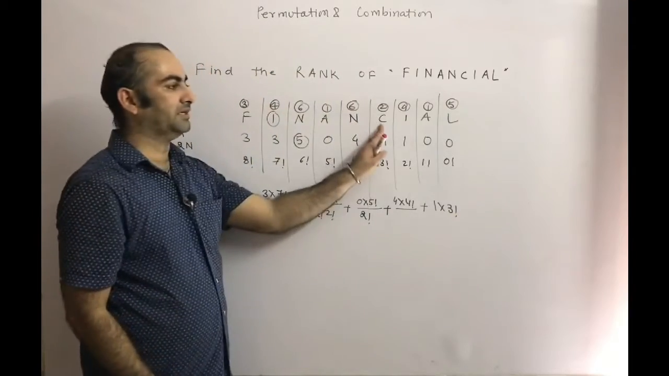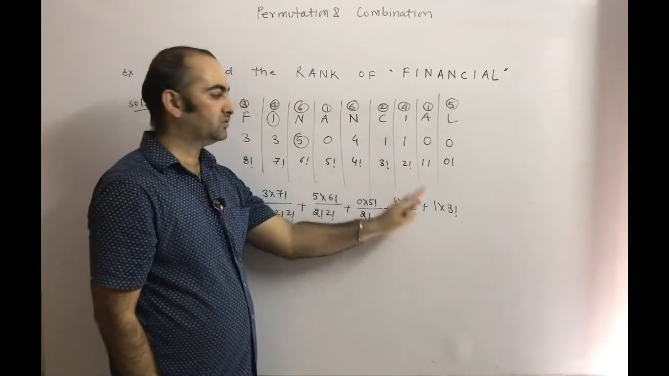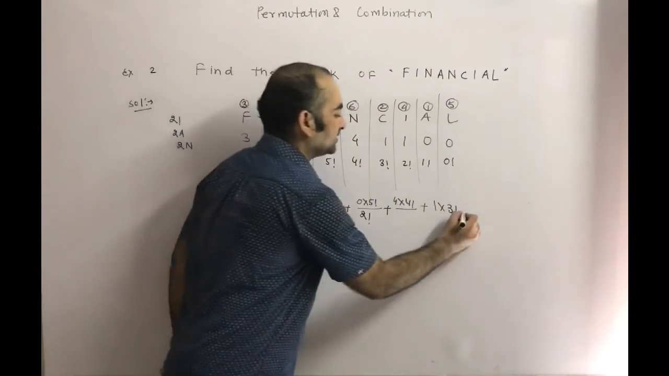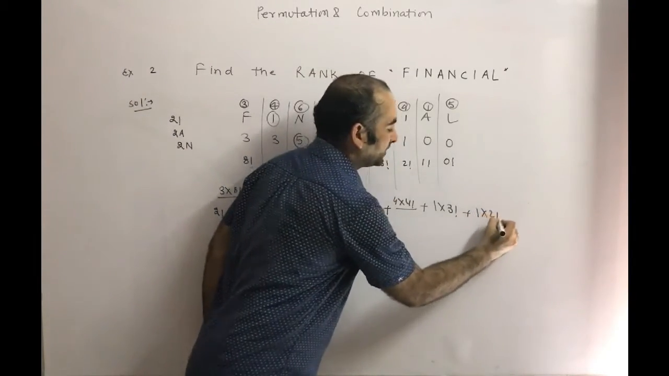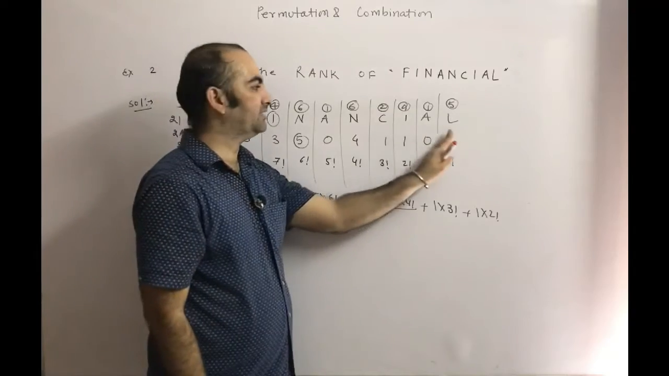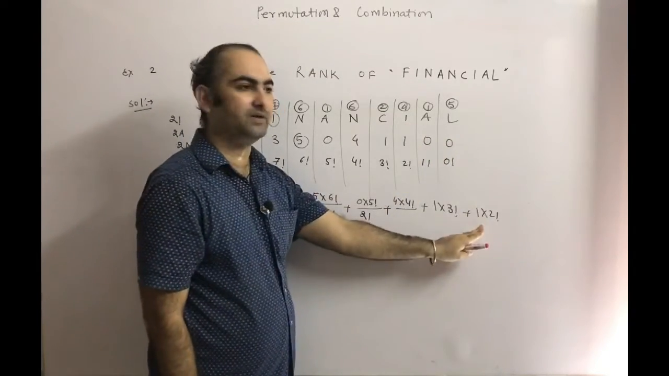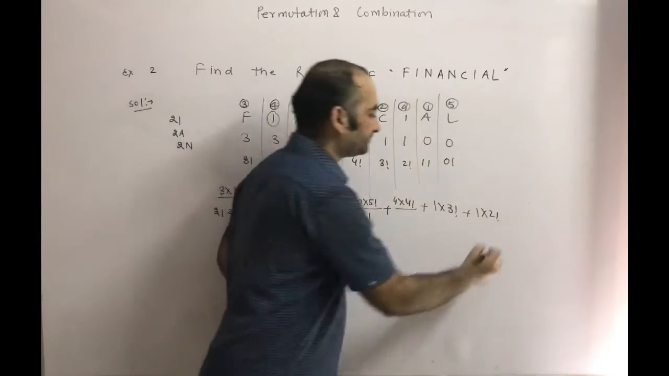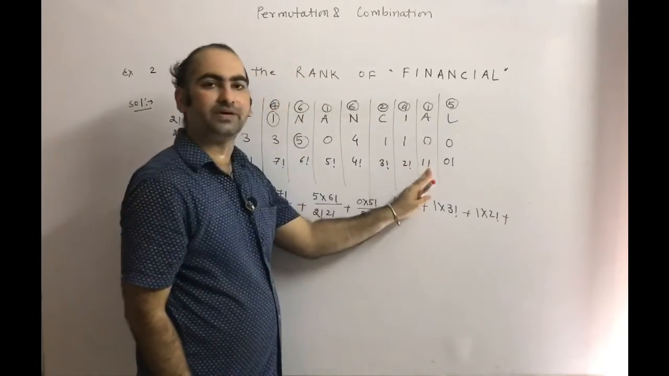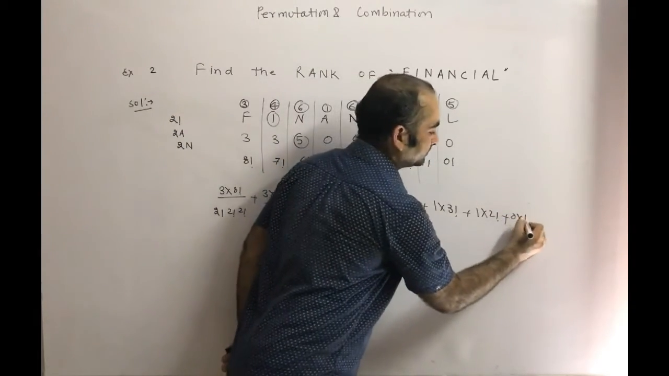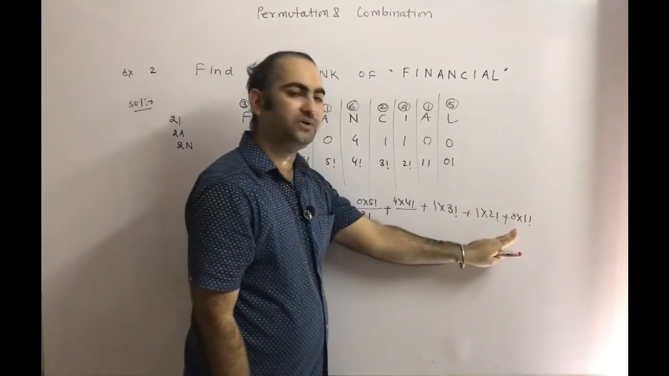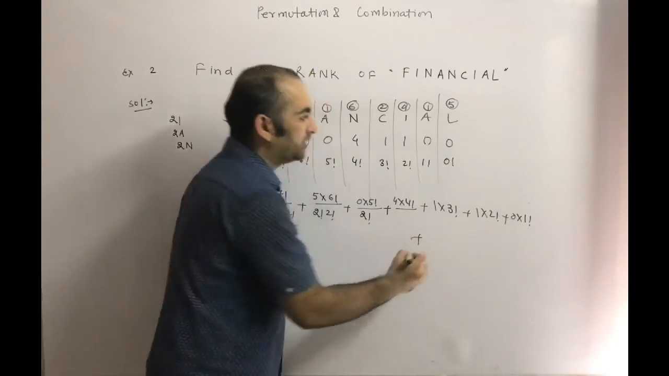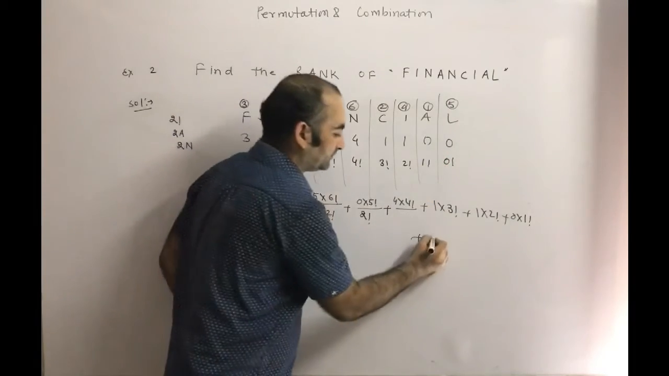Including C on the right hand side, all are distinct, so the same will come, plus next is 1 into 2 factorial. Here also including I on the right hand side all are distinct, so the same will come, plus 0 into 1 factorial. Here also including A both are different, so 0 into 1 factorial, plus 0 into 0 factorial.